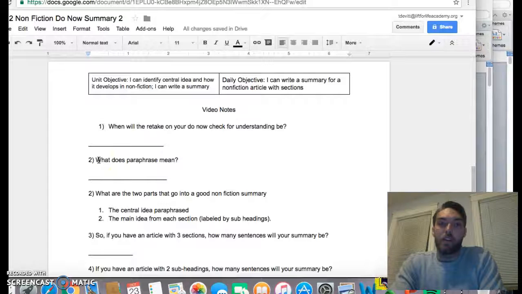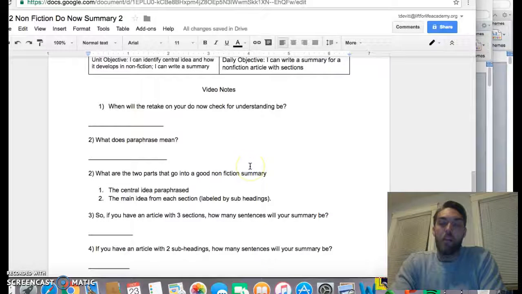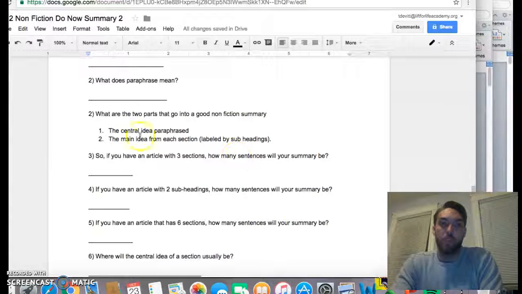Whenever I say paraphrase in class, paraphrase means to put it into your own words. Okay, paraphrase is putting it into your own words. And remember, you always want to do that when writing a summary. If it says cite textual evidence, later on in a standard, something like that, you won't, but paraphrasing is always done when you write a summary.